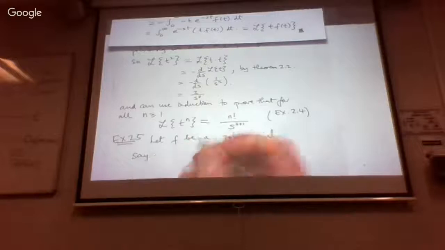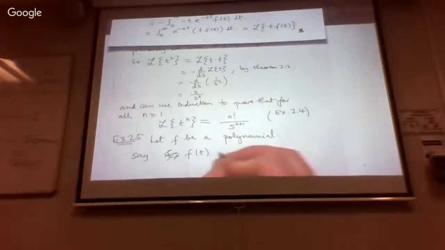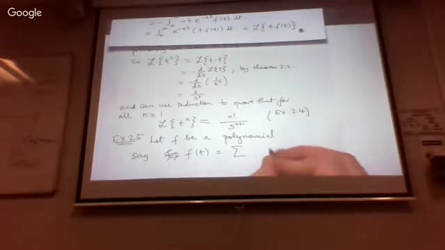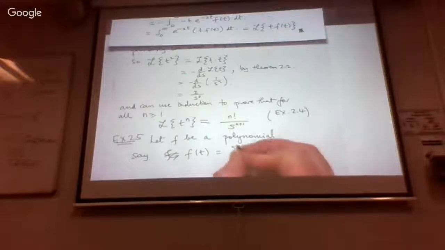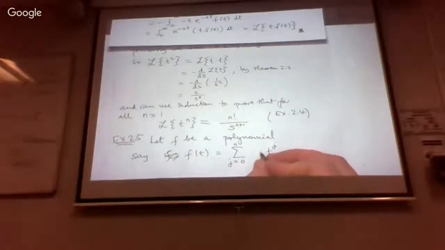I'll just give it some notation. What does a polynomial look like? It looks like, well, you're summing powers of t from 0 up to some order n, say, and you've got coefficients, say, alpha j. That's what a typical polynomial looks like.